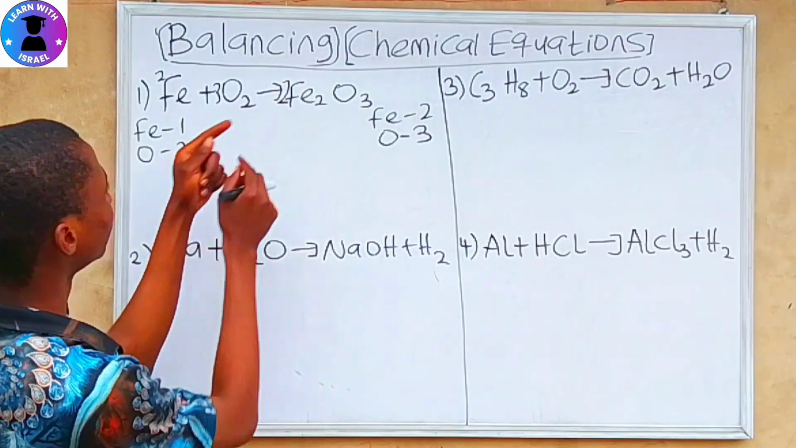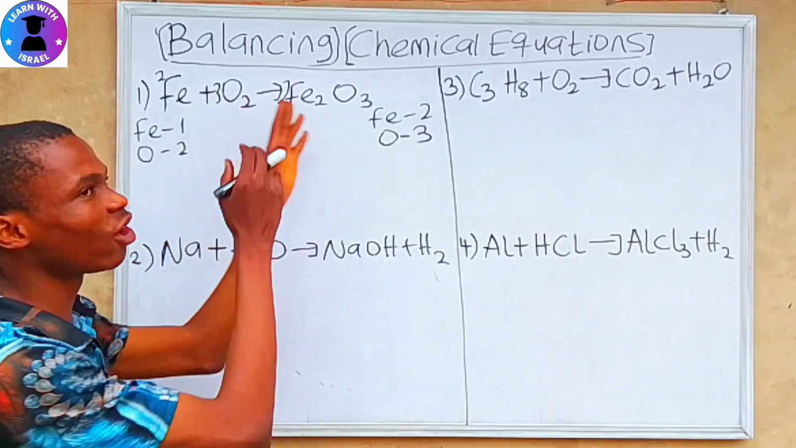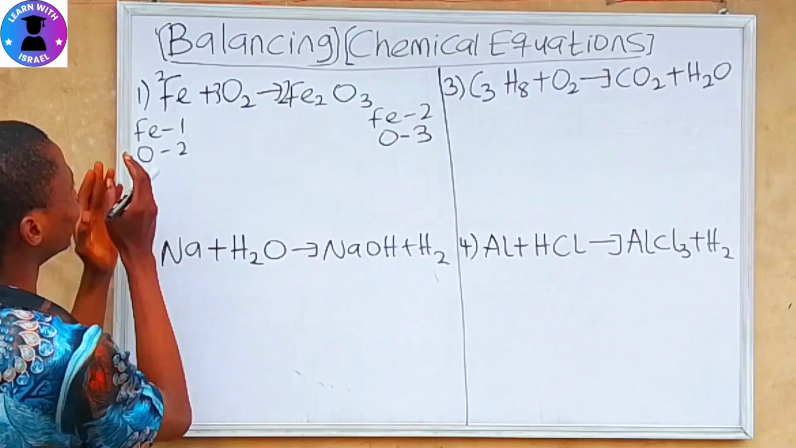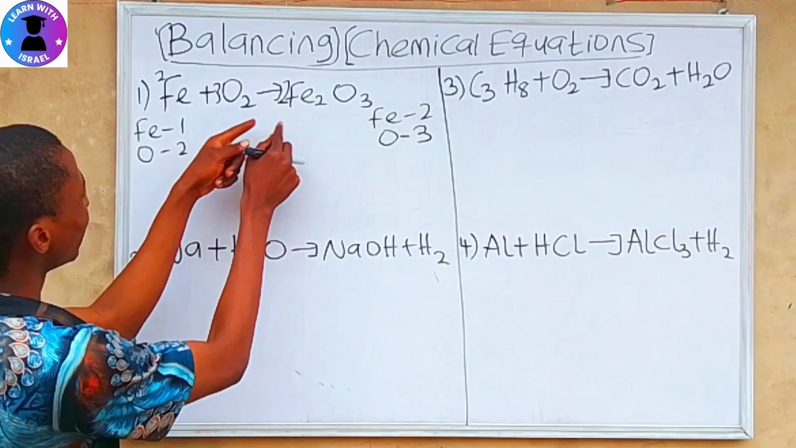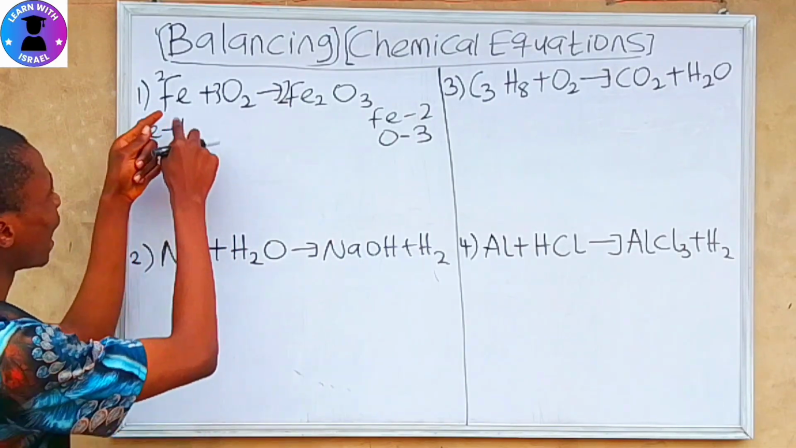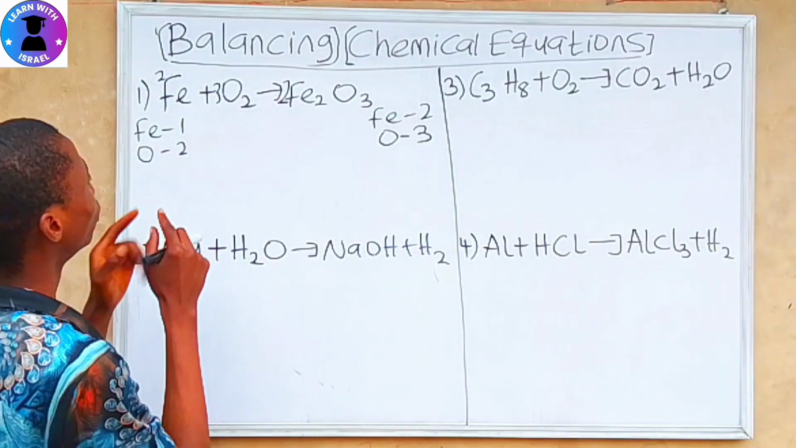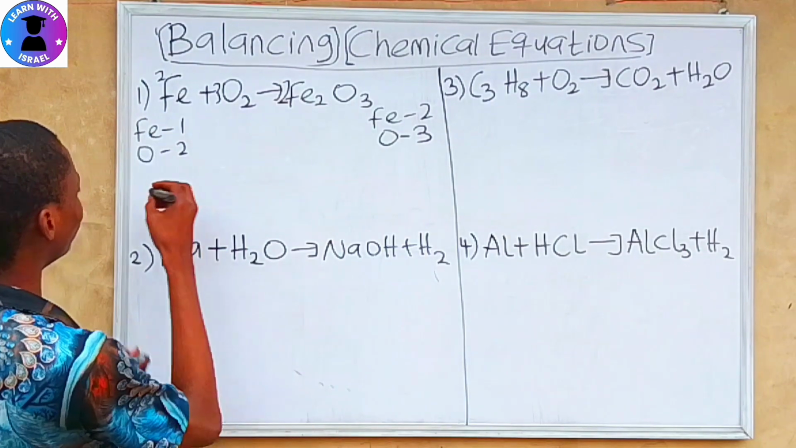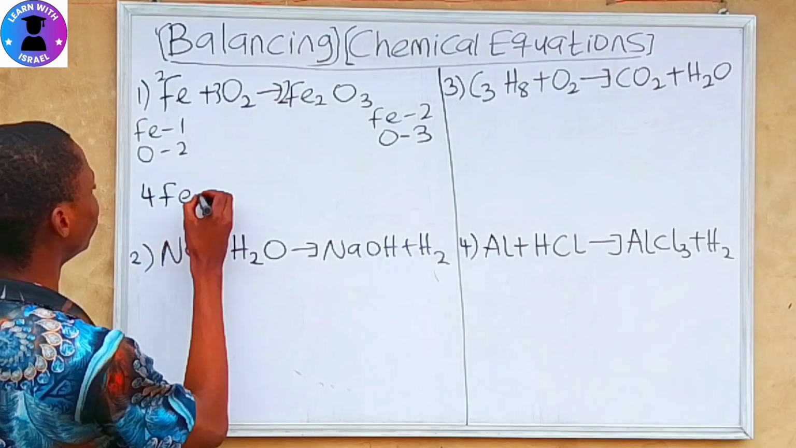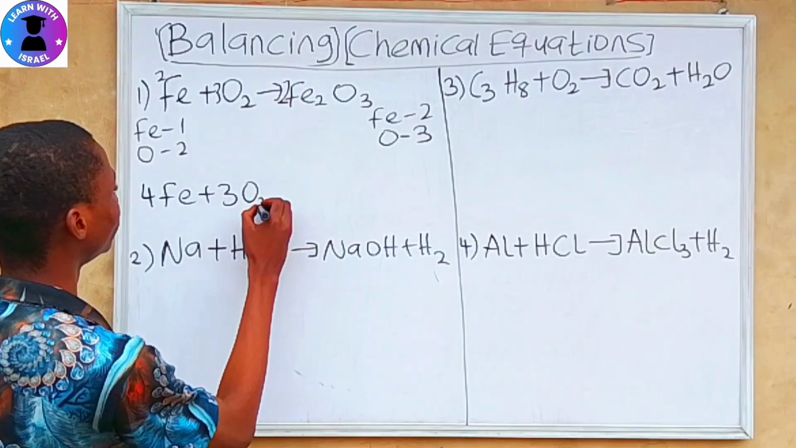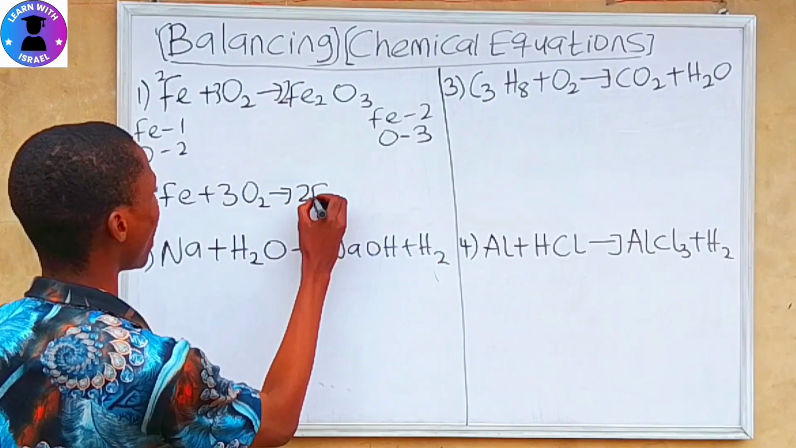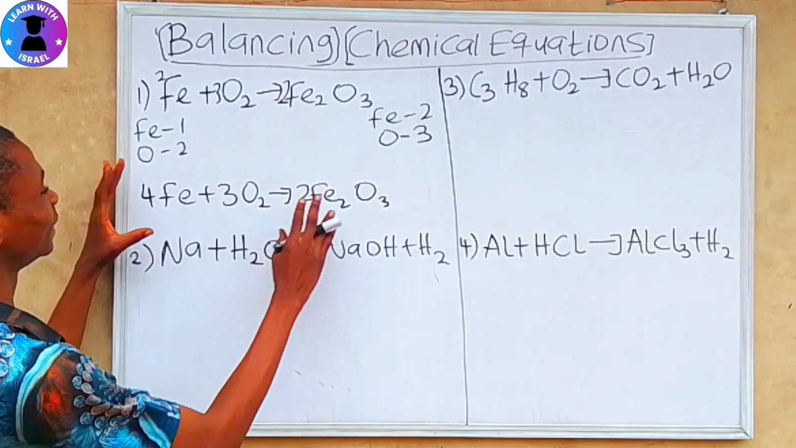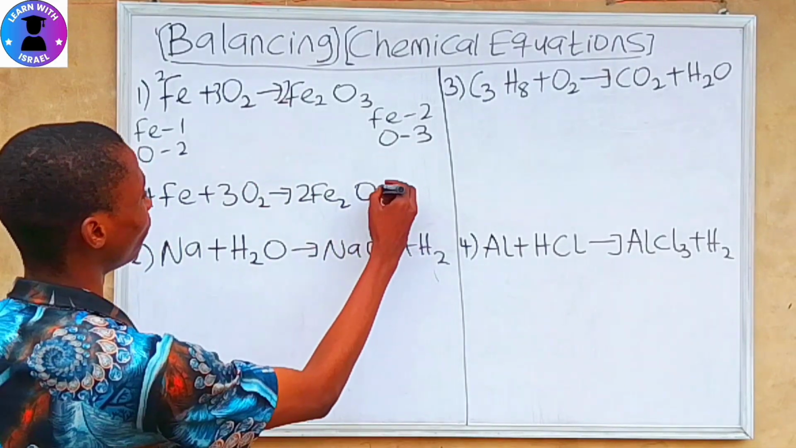So let's check iron. As you can see, by adding 2 here, iron on the right hand side now have 4 atoms, and iron on the left hand side now have 2. To make iron on the left hand side 4, we multiply the 2 here earlier by 2. Multiplying it by 2, we have 4 iron. So let's write it out. We now have 4 iron plus 3 plus 6 oxygen give us 4 iron, 6 oxygen. As you can see, guys, it is balanced. It is what? Balanced.